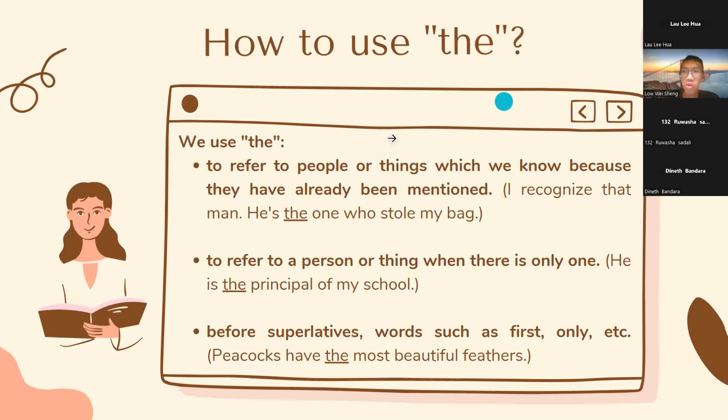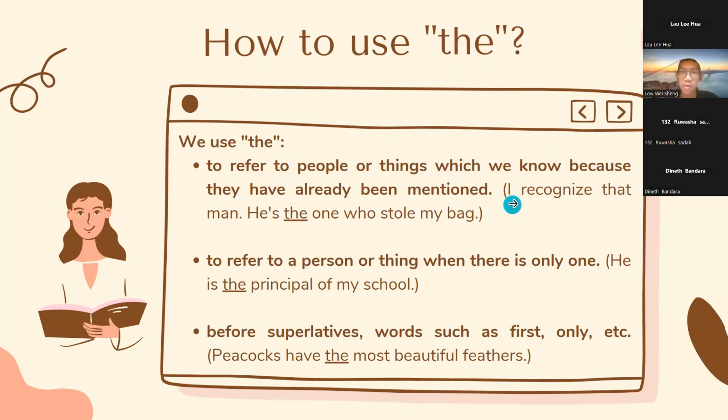Lastly, before we move on to the exercises, I will just like to go through how to use the, because there are many ways to use the. You don't need to remember them, but just know that they are used like this. So later on, when I explain, you can remember that, oh, Wei Sheng has said this before, right? So firstly, we use the to refer to people or things, which we know because they have already been mentioned.